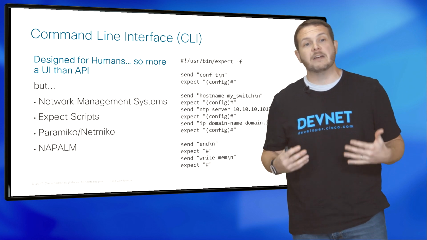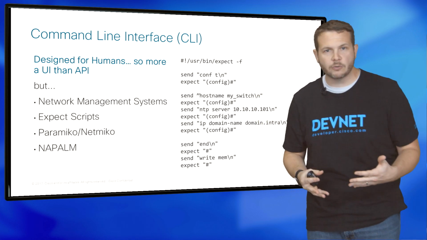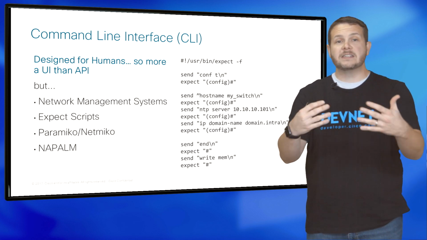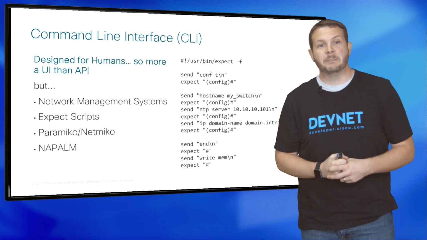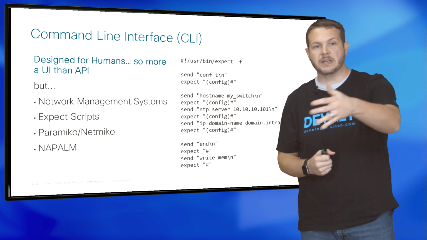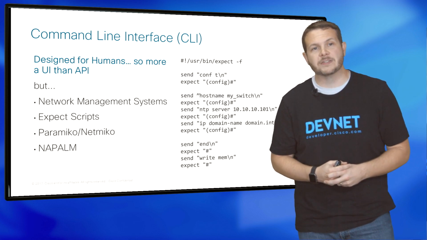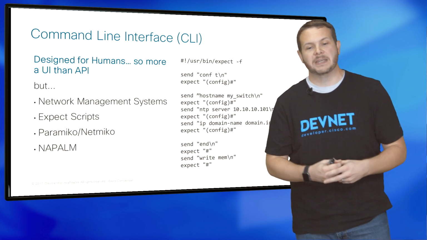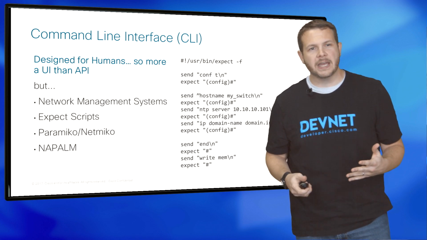Expect scripts that you may have written yourself, like the example up on the slide here, where we write a script that is basically interfacing with the CLI, using the CLI as an API. And then Python modules like Paramiko and NetMiko, Napalm, all of these services in the network space are using the CLI like an API. But it's not the only API from the network that we're using today.